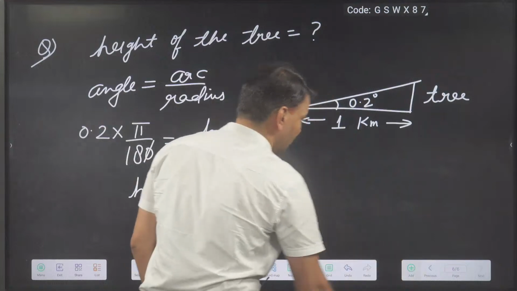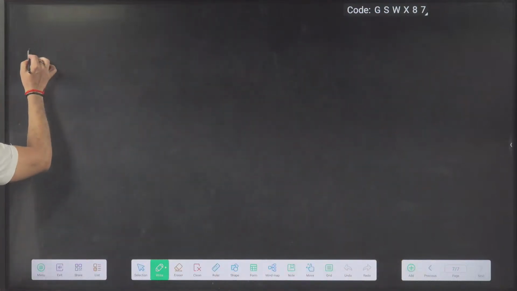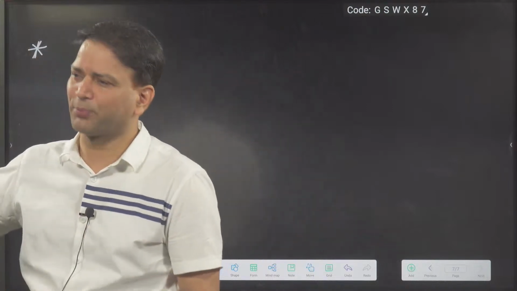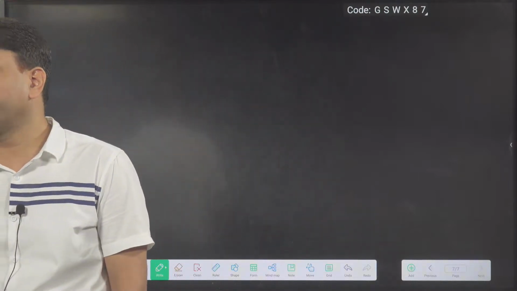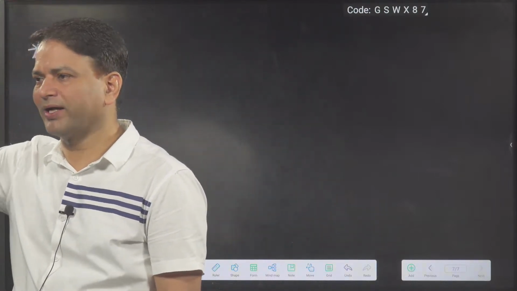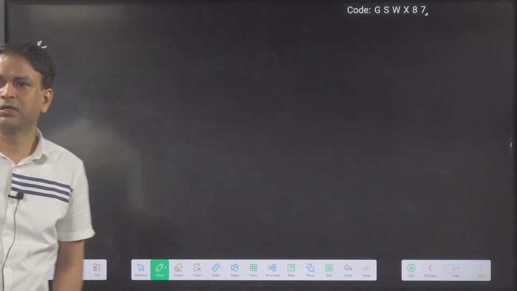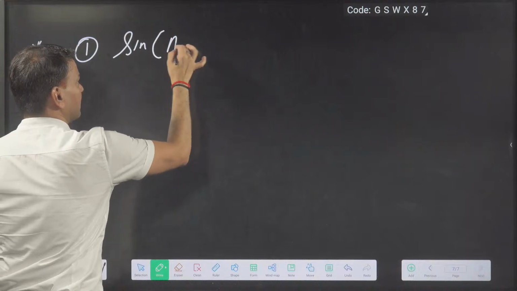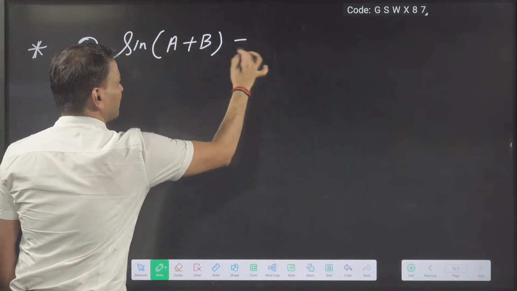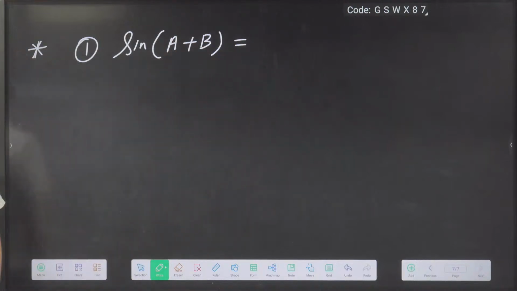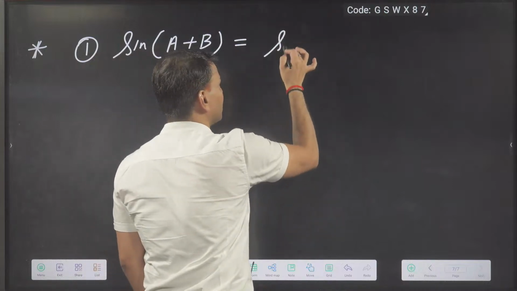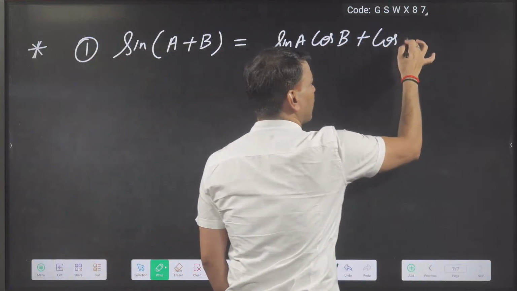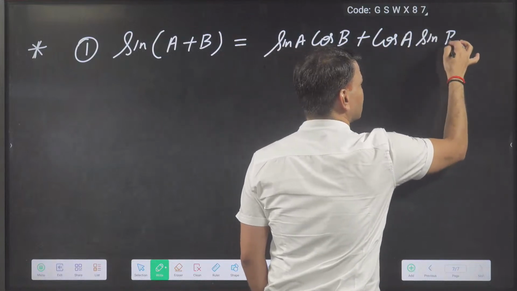Okay. Now a few formulas that we are going to use in trigonometry, you only have to remember. No need to do problems on that. Just remember the formula. When we require it in physics, we will recall it. So the first one is sine A plus B. Most of you know this formula. Sine A plus B is sine A cos B plus cos A sine B.